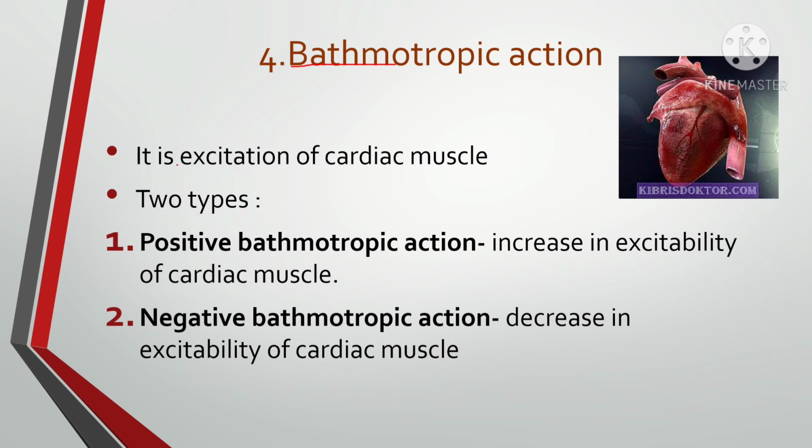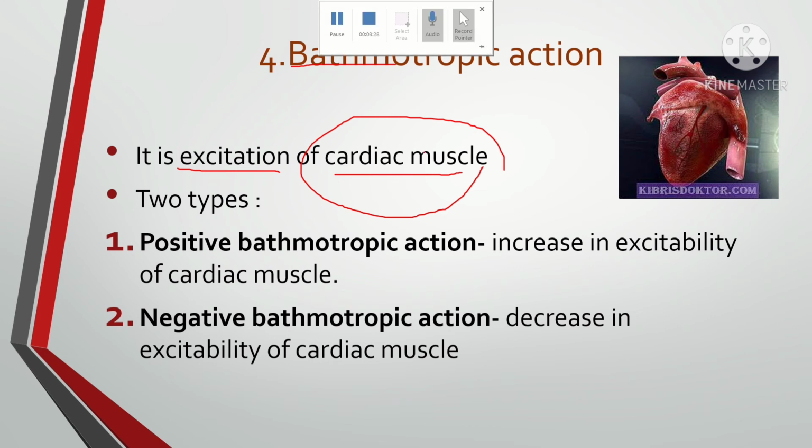Fourth is a bathmotropic action. Bathmotropic action is the excitation of the cardiac muscle. What is excitation? In other words, I can say it is the stimulation of cardiac muscle. Why cardiac muscle? Because it is the same topic. Conduction of the muscles. Why conduction? For the blood supply. Every term is related to each other. Always remember, every term is related to each other if you try to connect with each other. So bathmotropic is the excitation of the cardiac muscles.